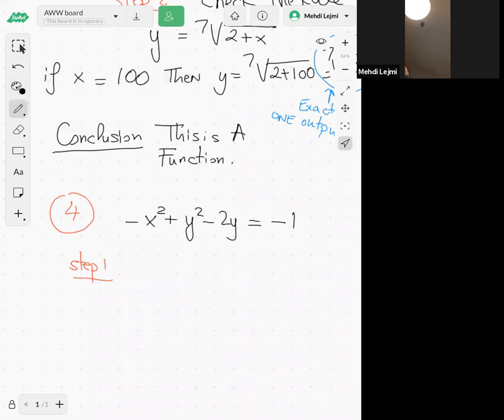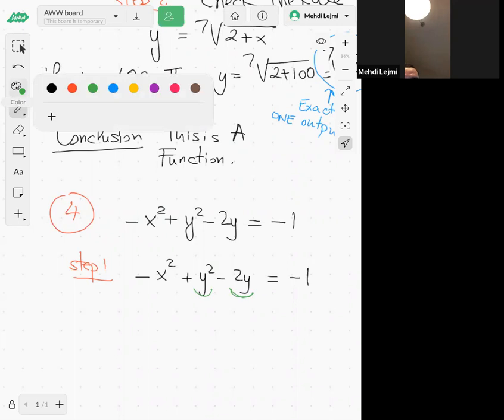So let's try here in this case. Let's see what happens. So minus x squared plus y squared minus 2y equal to -1. All right. So I'm gonna solve for y. I'm gonna just keep the y's on the left side, right? I have y squared here and the 2y here. So I'm gonna keep the y's on the left and move everything else to the right side. So I'm gonna move the minus x squared to the right side. I'm gonna add plus x squared, and do the same on the other side.